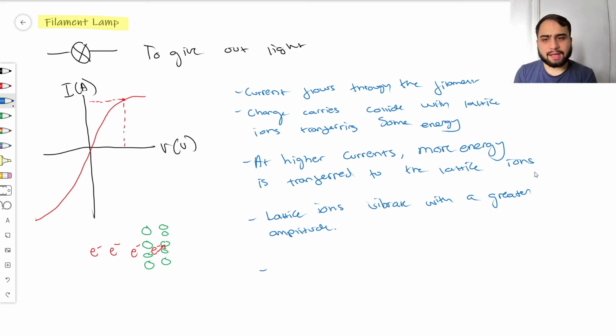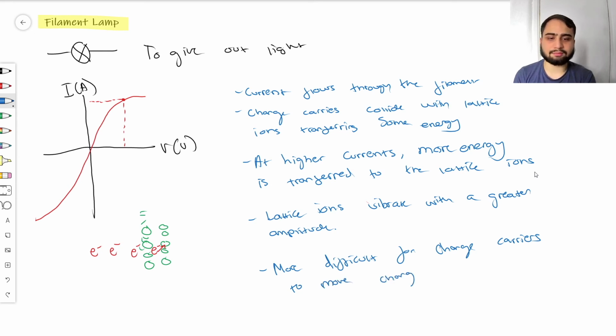Okay, so now think about it. If these lattice ions are vibrating a huge amount, right, they're shaking all over the place, is it going to be more difficult or less difficult for the electrons to move past them? Well, the answer is it's more difficult. More difficult for charge carriers to move charge, you know, that's what they do. So therefore, resistance increases. So that's why the resistance of a filament lamp changes with temperature, and why its IV graph ends up having this characteristic right here.